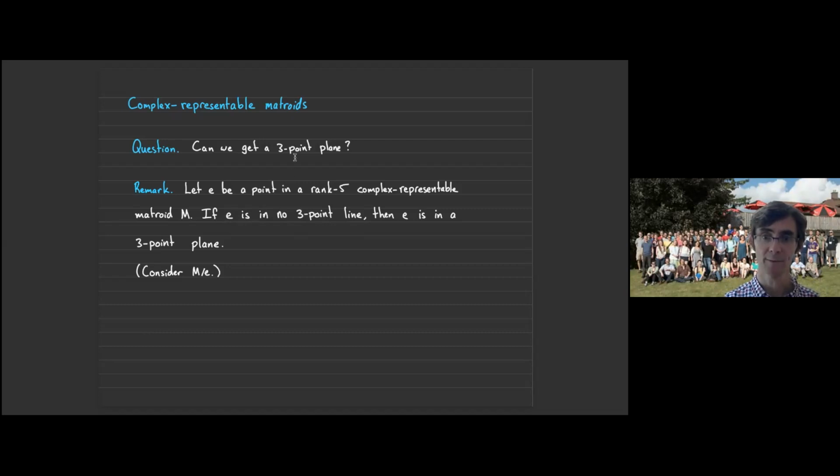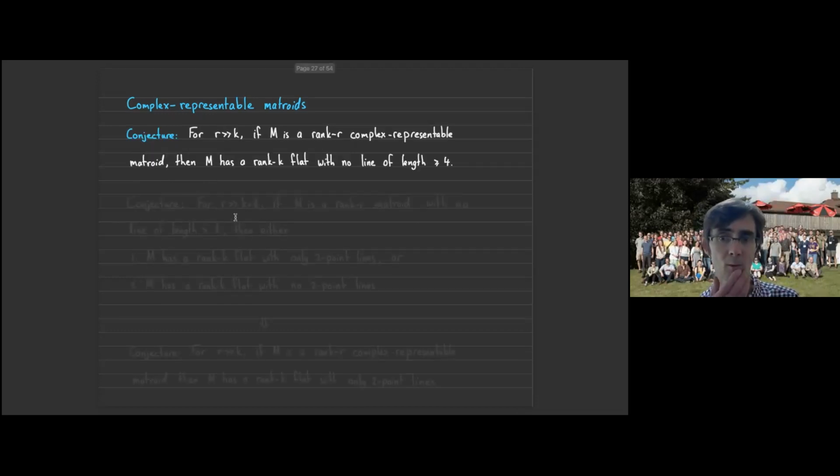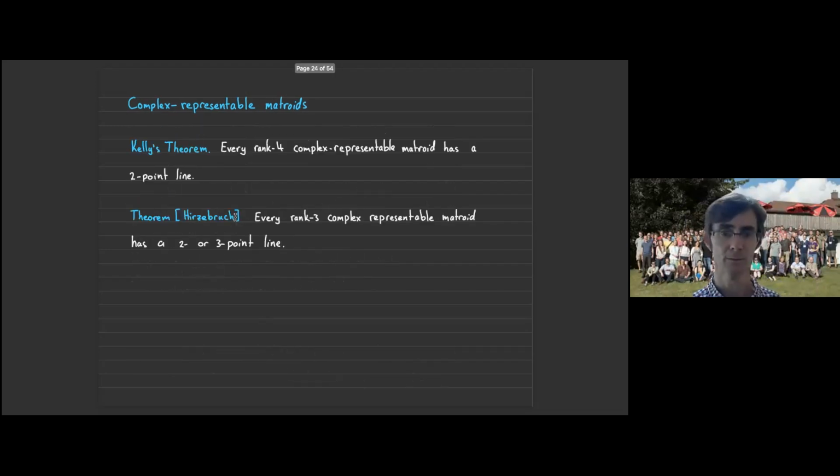So if I'm looking for a 3-point plane, it suffices to find a rank 5 flat with a point that's not in a 3-point line in that flat. How might we go about this? Well, I think the first step you might want to try is to bound line length somehow. In complex representable matroids, you can have arbitrarily long lines. But if I'm in high rank, presumably I can find a still high rank flat, but lower rank, that doesn't contain any really long lines. So maybe I can get down to, say, 3-point lines, similar to the behavior back here.